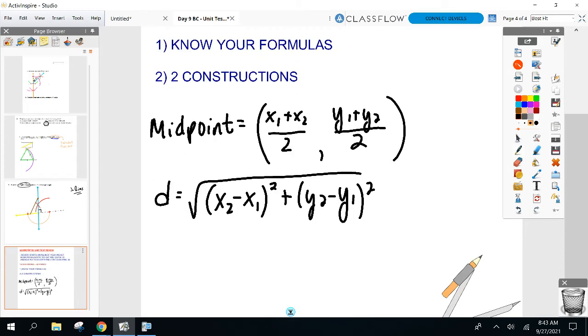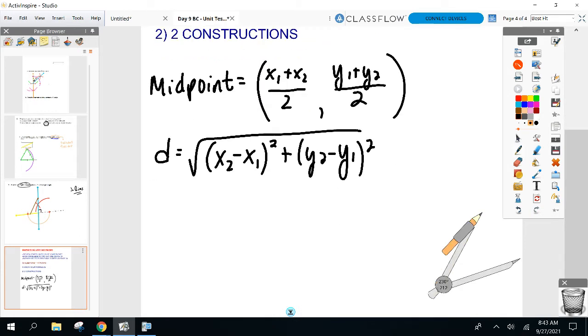Next, two constructions will be on there. Here's what I'll let you know, because I know we've done a lot. The constructions on your unit test are ones we have done together. It is not a brand new one. So my feeling is right now, why don't we list out all the different possibilities? And maybe a couple of them I'll tell you don't bother studying and don't waste your time.